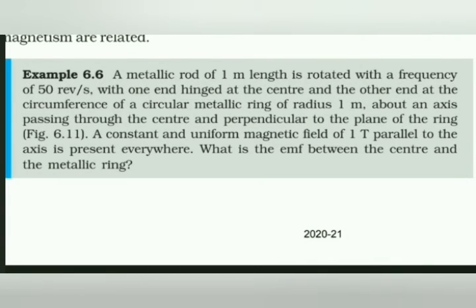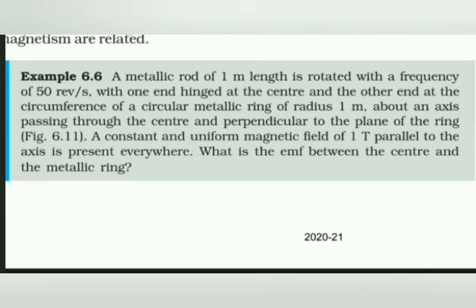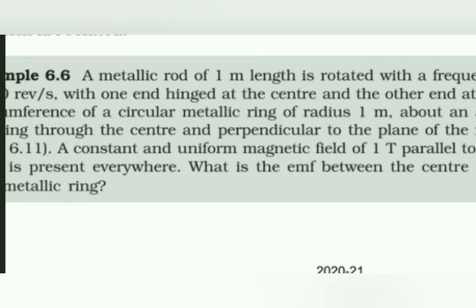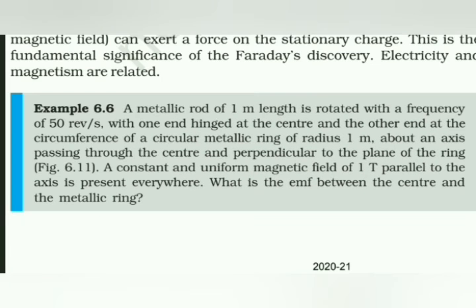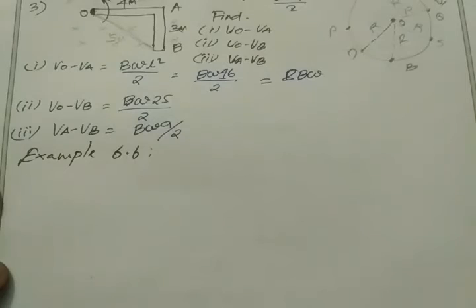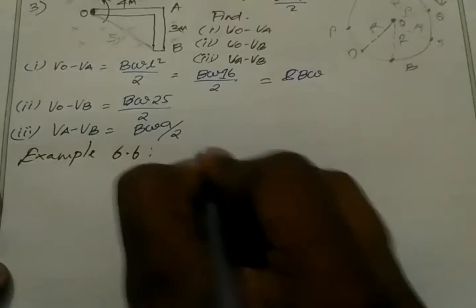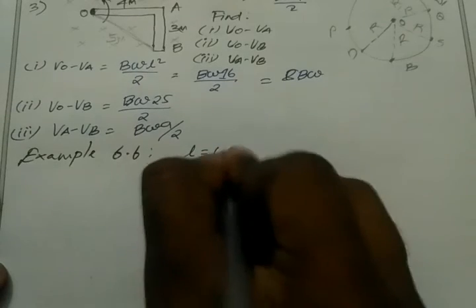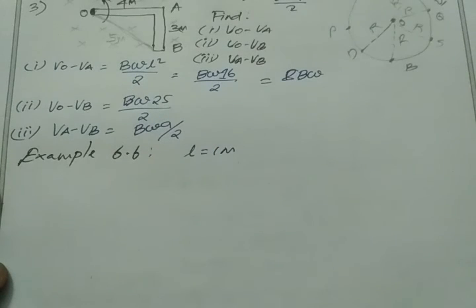Kindly note down this question. Pause the video. Note down this question neatly. We will solve the answer. Okay. Example 6.6. Write the given data here. A rod of 1 meter length. So length is given as 1 meter, and it is rotated with frequency 50 revolutions per second.